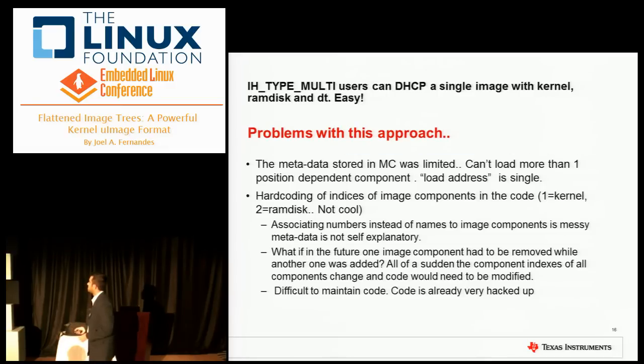Like I was saying, the good thing was that now you have a single image that you can just DHCP, and it has all the good stuff in it. That was a good thing that happened because of this image type. Though you could embed multiple components, you can't really have multiple kernels in an image. So you can't have an asymmetric multiprocessing system where you have two different cores and want to load different kernels. That was not possible, even with this.